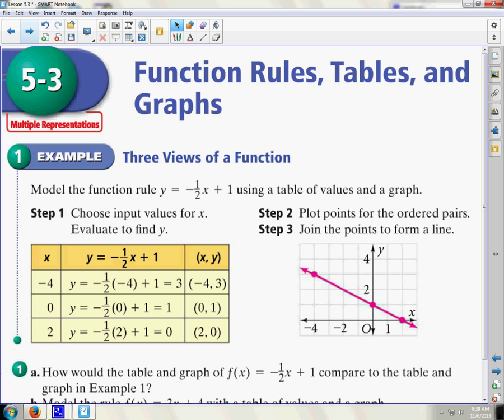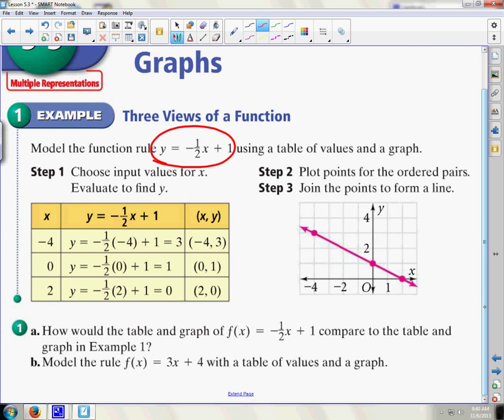Model the function rule y equals -1/2 x plus 1 using a table of values and a graph. So they might ask you to do this as a problem. So you would have to set up the table. Choose input values for x. Notice they just picked whatever they wanted for x. You can pick any numbers for this.